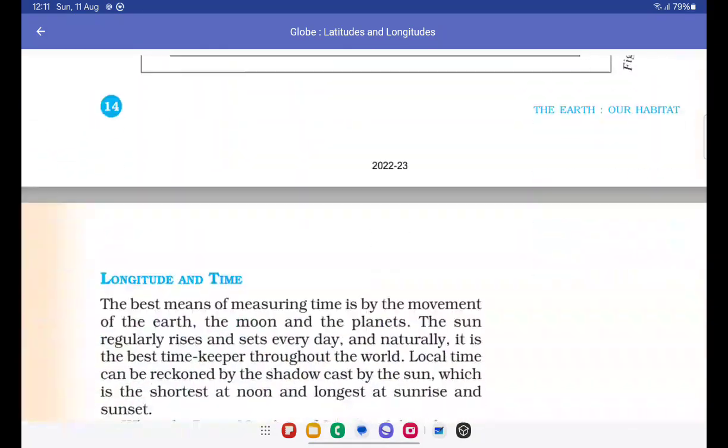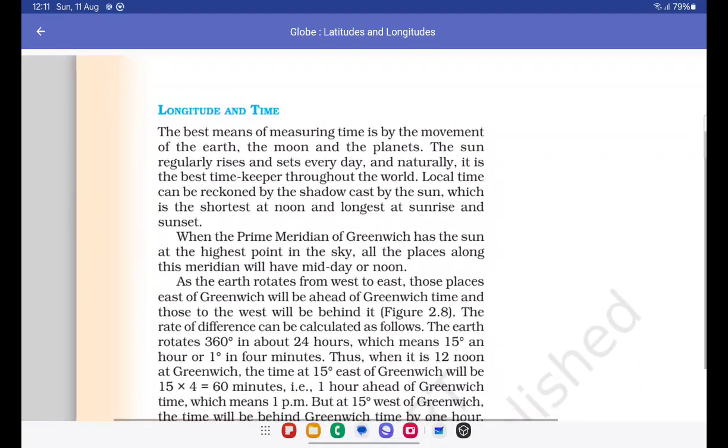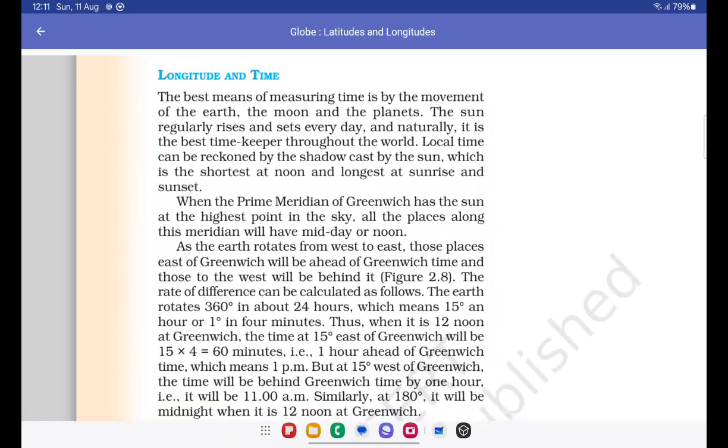Okay, like they haven't even explained it anywhere. So the best means of measuring time is by the movement of the Earth, the Moon, and the planets. The sun regularly rises and sets every day. Naturally, it is the best timekeeper throughout the world. Local time can be reckoned by the shadow cast by the sun, which is the shortest at noon and longest at sunrise and sunset. So here they are saying that when the prime meridian of Greenwich has the sun at the highest point in the sky, that is basically when the sun's rays are falling directly on it. All the places along this meridian will have midday or noon.